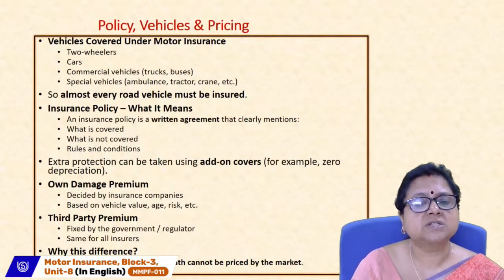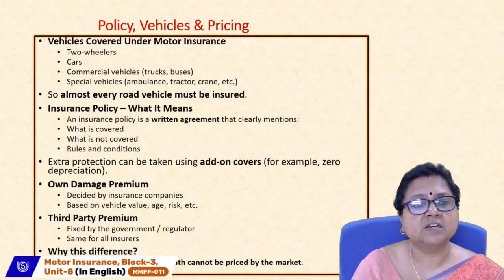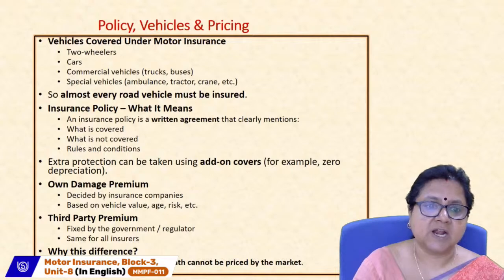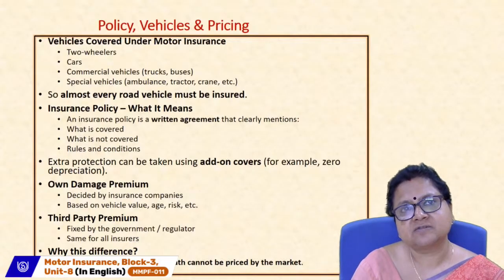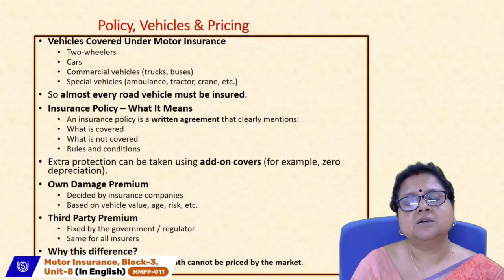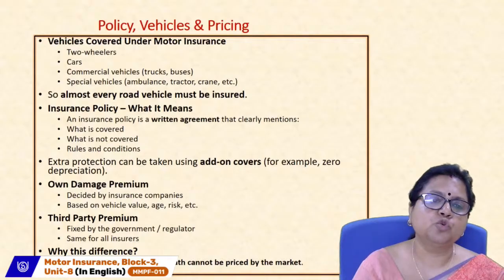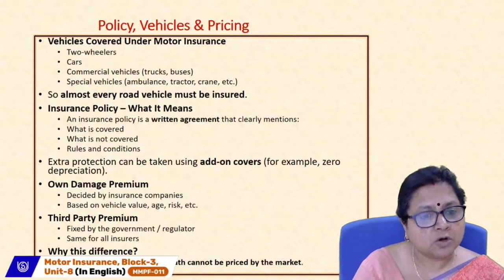An insurance policy is a written agreement, and it clearly mentions what is covered, what is not covered, and the rules and conditions. What is covered: suppose there is a two wheeler, and in case of an accident, the insurance policy will cover the entire damage of the two wheeler. So that is what is covered.